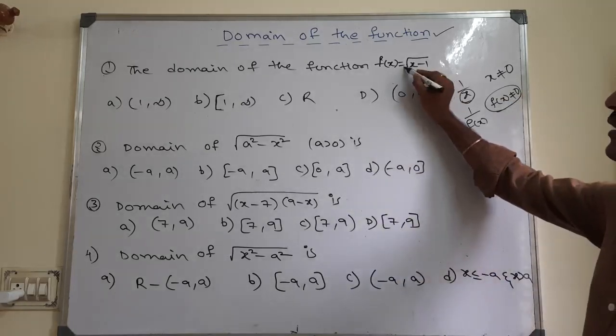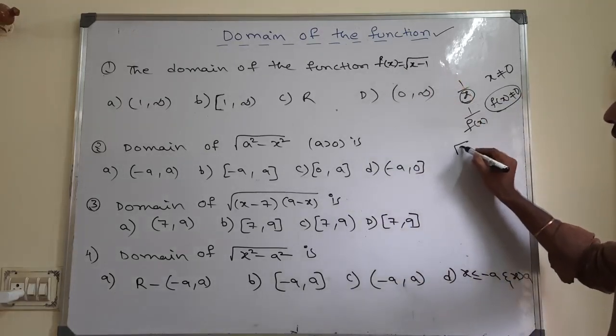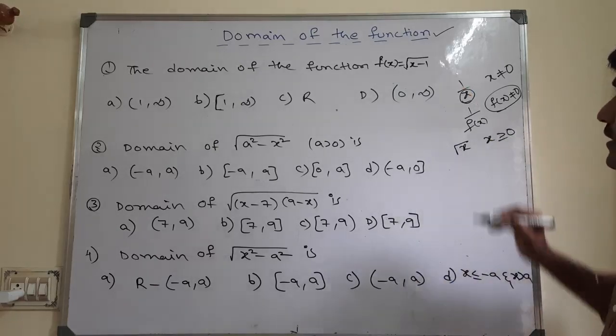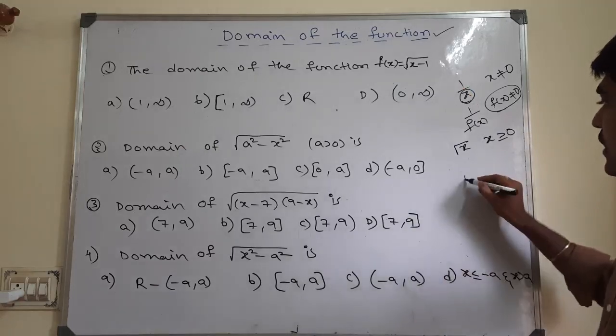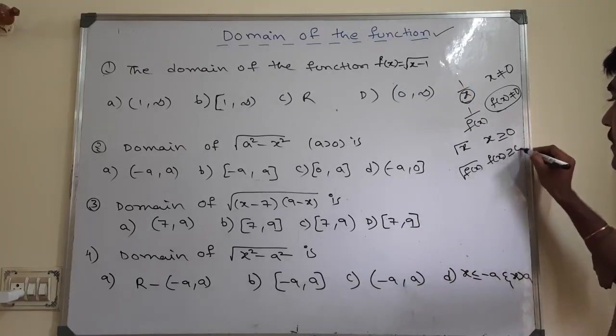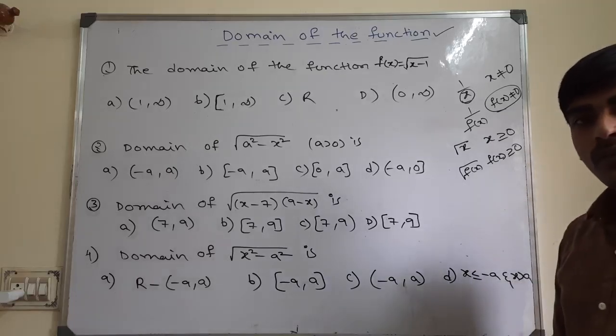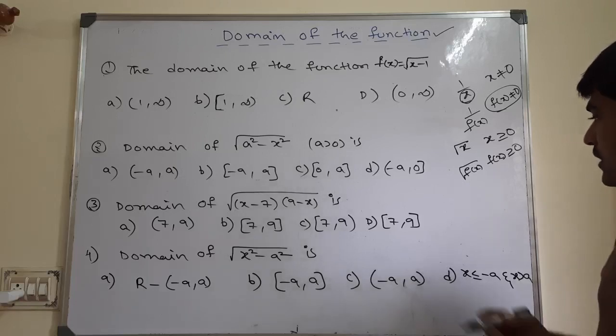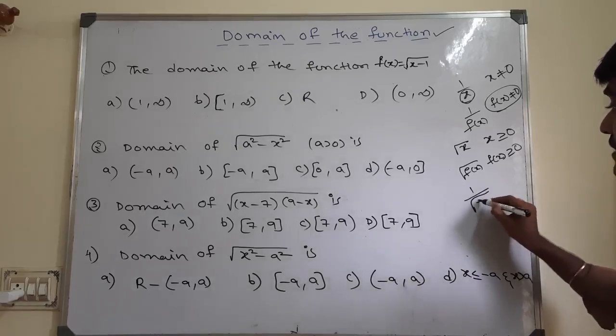Same. Now, under root values: whenever they give root x, the x value is greater than or equal to 0. Suppose root f of x is there, then the f of x value is greater than or equal to 0. My dear students, you all are understanding what I am saying here? Okay, same. Suppose, sir, 1 by root f of x is there?